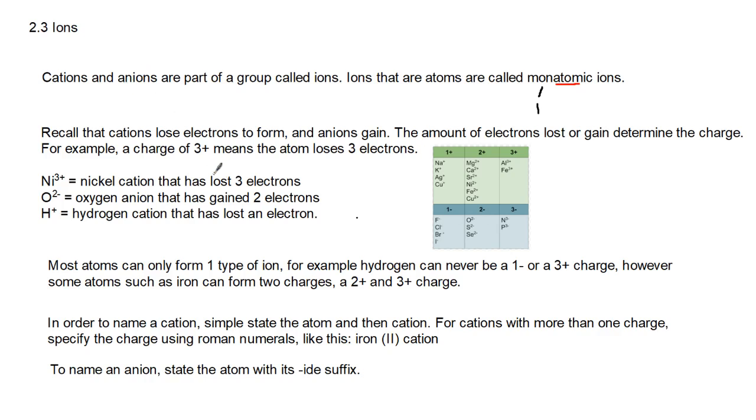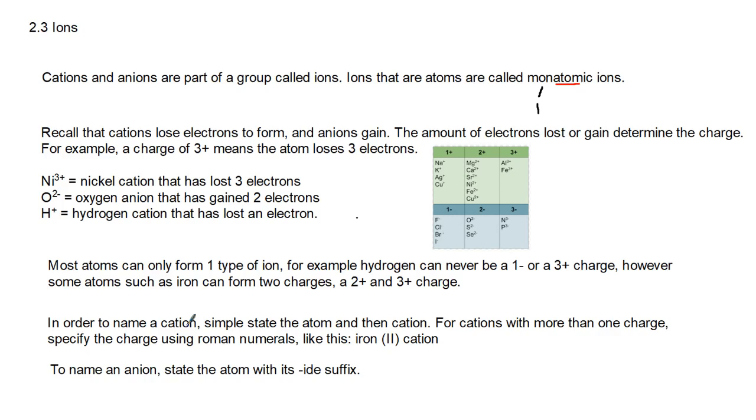Most atoms can only form one type of ion. For example, hydrogen can only be a 1 plus. However, some atoms such as iron, copper, and nickel can form 2 charges: 2 plus and 3 plus for iron, 2 plus and 4 plus for copper, and other ones I don't actually know.